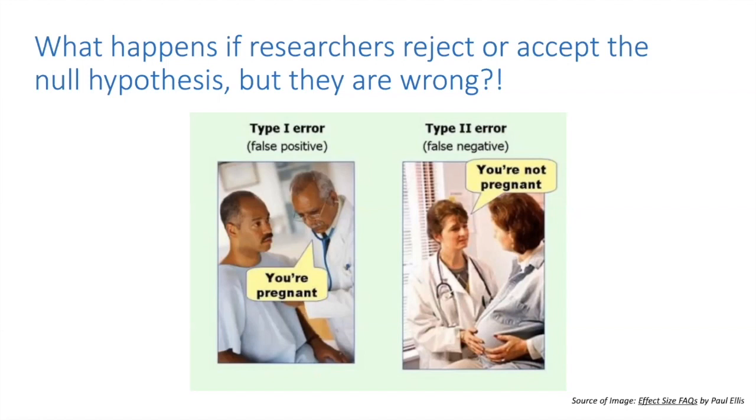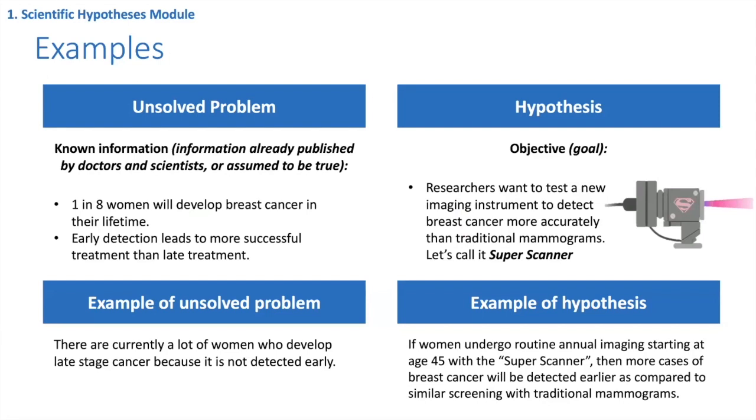A type 1 error is also known as a false positive. In the picture on the left, we see a physician telling a man that he is pregnant. This is clearly a false positive result or conclusion. We can also have a type 2 error, which is known as a false negative. In the picture on the right, we see a physician telling a clearly pregnant woman that she is not pregnant. This is an example of a false negative result or conclusion. Next, we will go through these different types of errors with more in-depth examples.